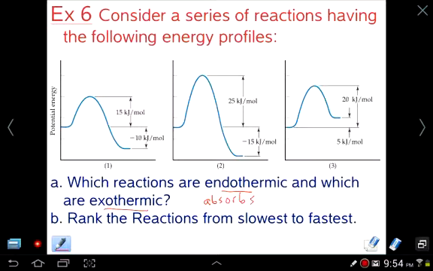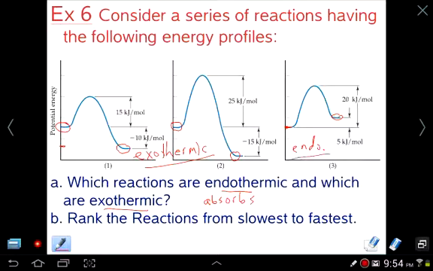So if we analyze the first reaction here, we begin at a higher energy and end up at a lower energy. So overall, the system releases energy because it ended up at a lower state than it began. Same thing with the second one. We began at a higher and ended up at a lower. So both of these are exothermic. The third one begins at a lower state and ends at a higher state, so energy is absorbed. The products have more energy than the reactants, so they must have absorbed that energy. So this is your endothermic process.